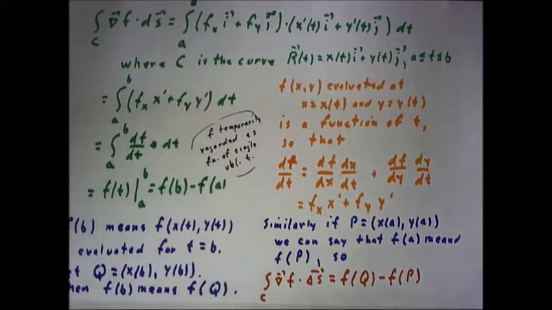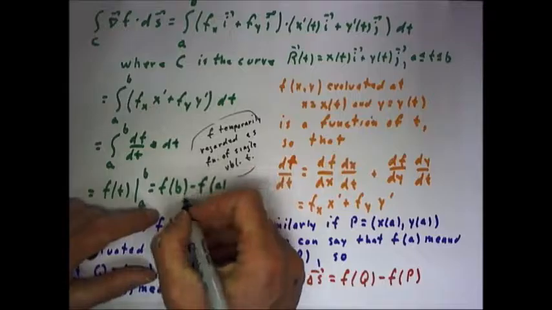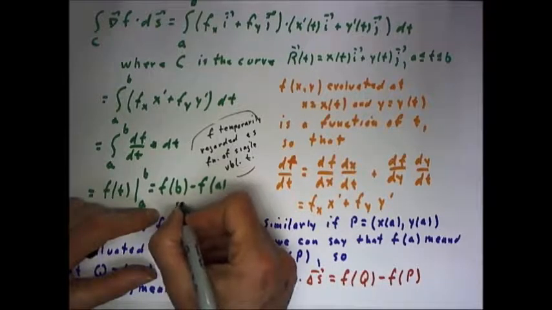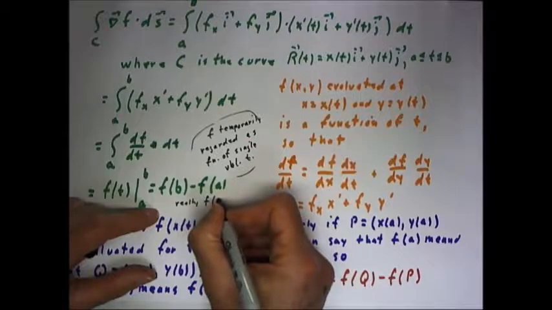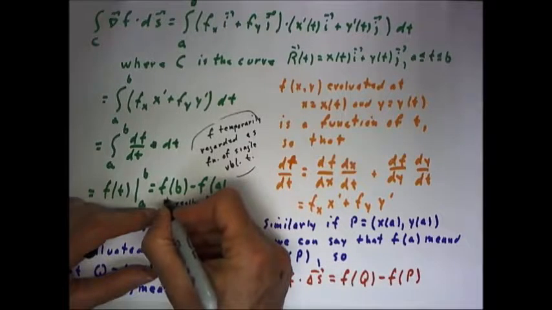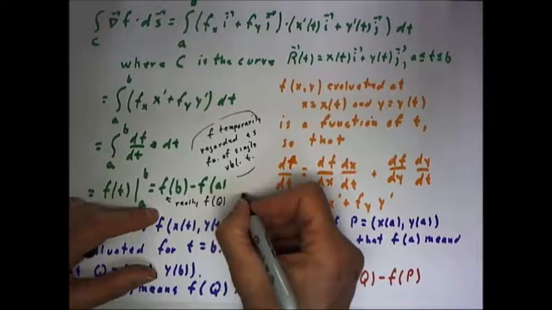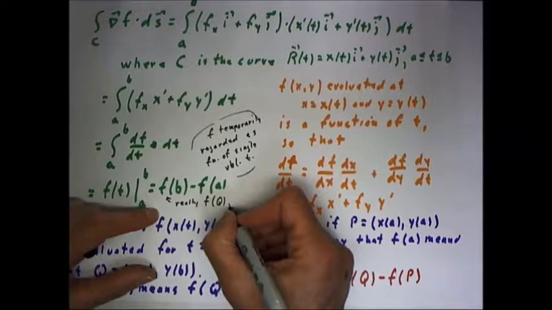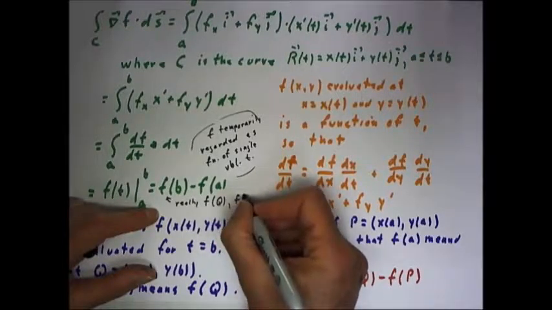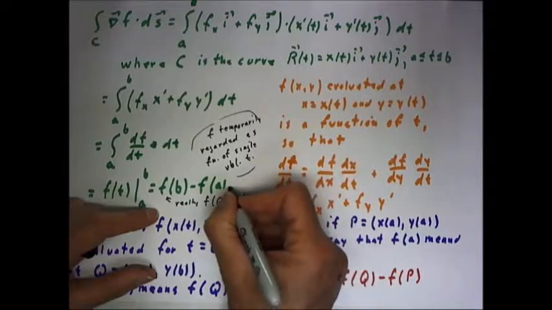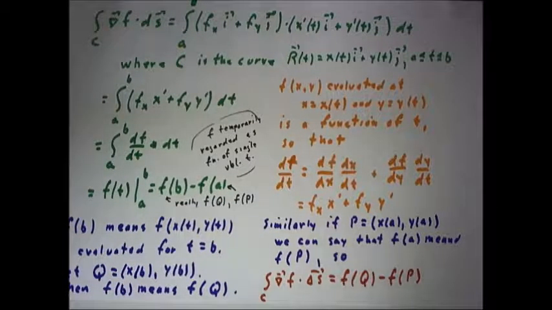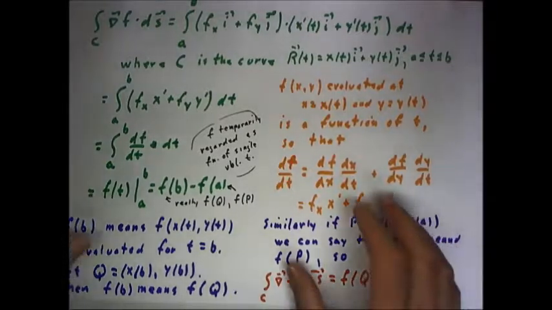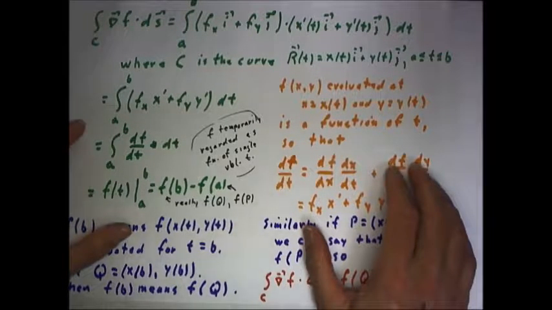Now with this notation, we see that f of b really means f of q, and f of a really means f of p. The notational inconsistency is bound to be a little bit confusing.